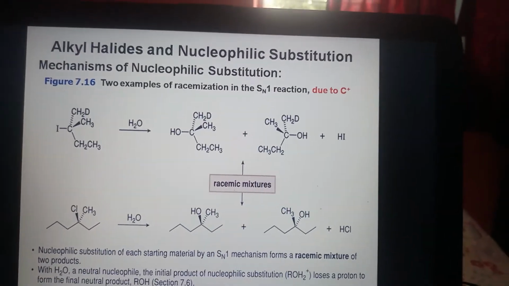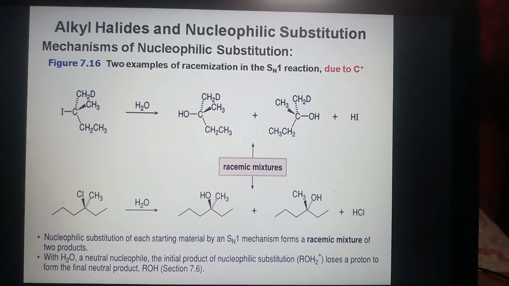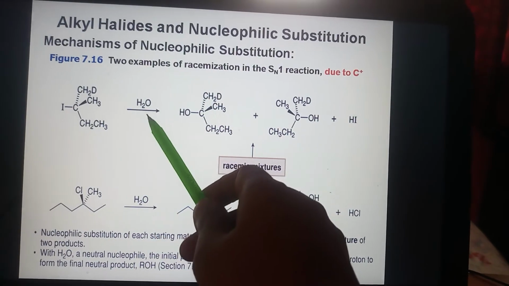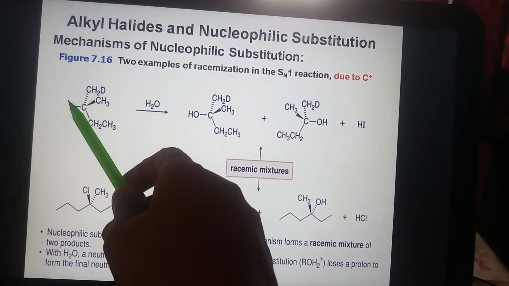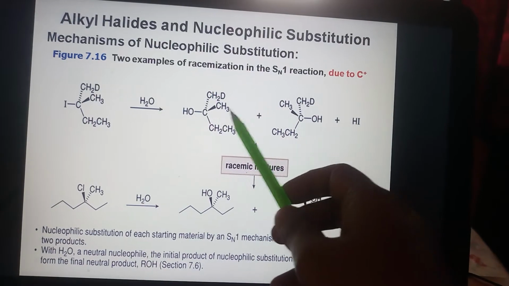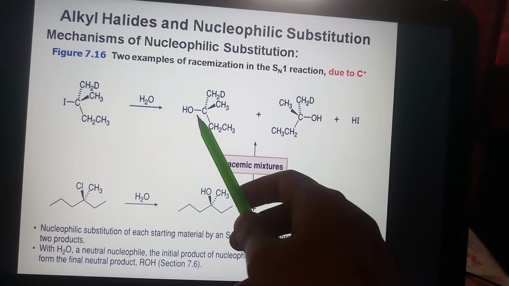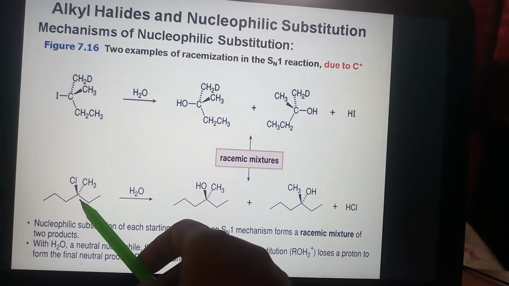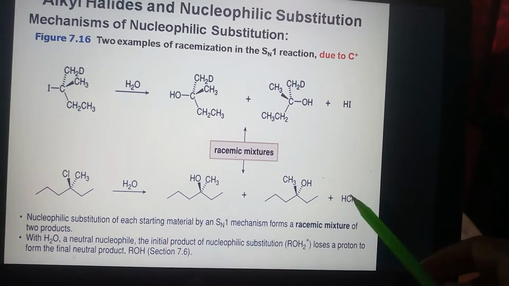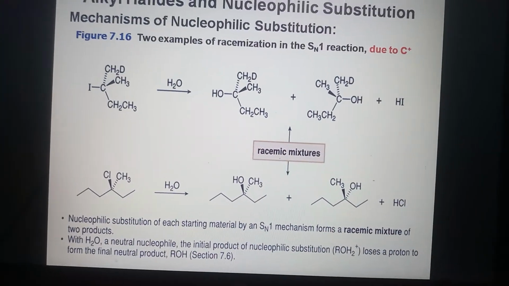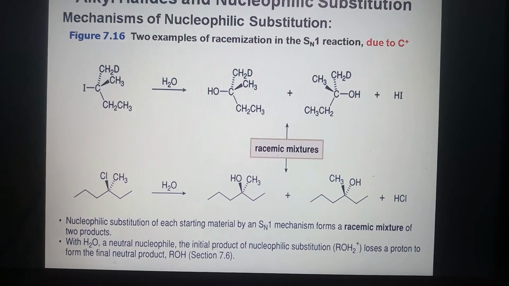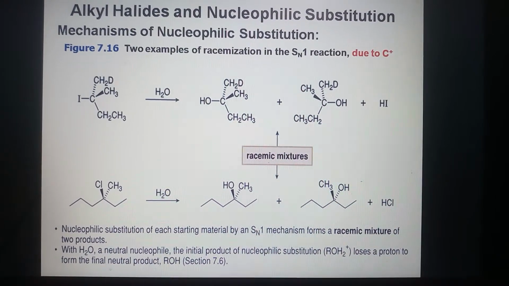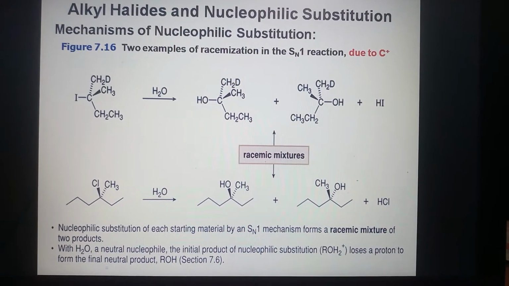Here are 2 examples of racemization. You can see this is the first example. In the presence of water, after the iodide ion leaves, water can attack and we will get a racemic mixture, and in this case also we will get a mixture of two enantiomers. So nucleophilic substitution of each starting material by an SN1 mechanism forms a racemic mixture of two products with water, a neutral nucleophile.